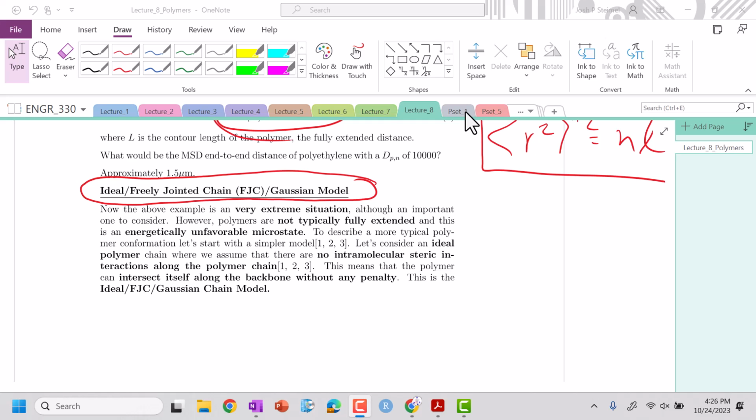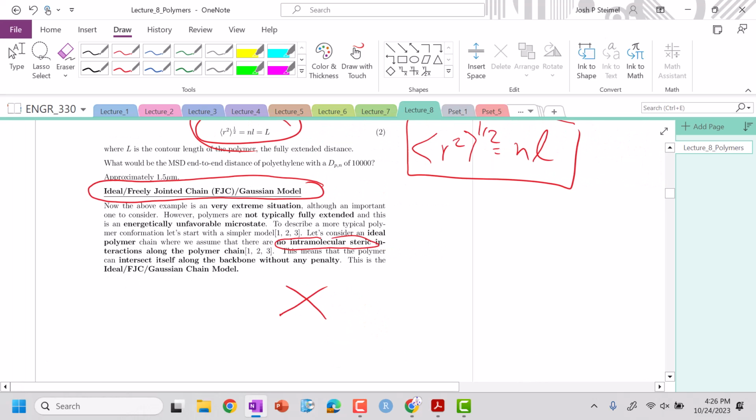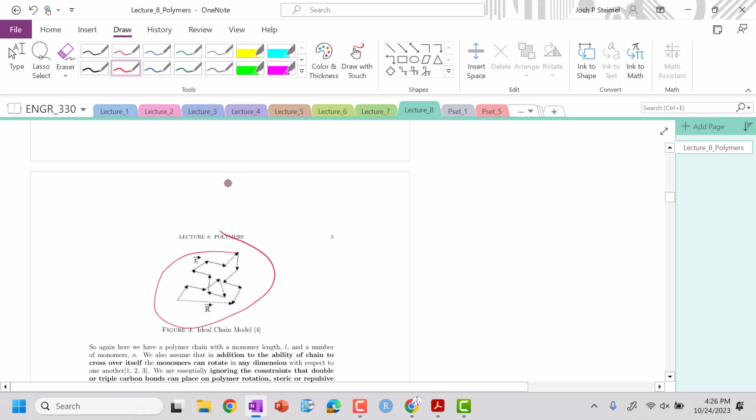So in the ideal chain model, or the freely joined chain model, we make some pretty extreme, actually some very radical, I think, assumptions. We are going to assume that there are no intermolecular or steric interactions, and basically I can put monomers and have them cross each other without any penalty. So we're ignoring bond angle restrictions, we're ignoring interactions, and we're just randomly placing a monomer unit anywhere, kind of what you see here.